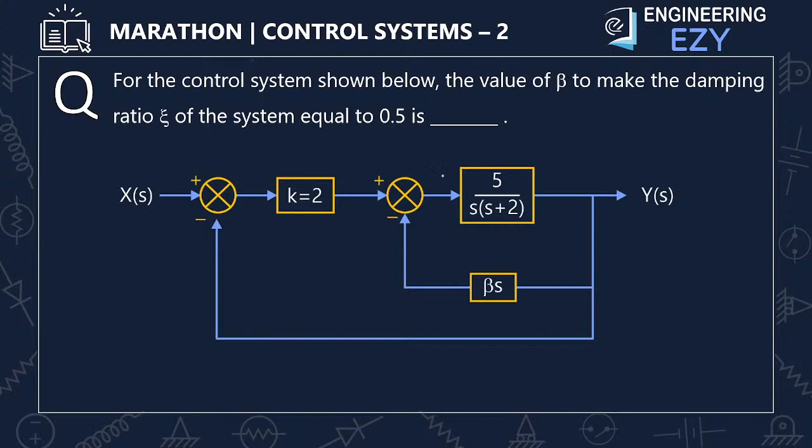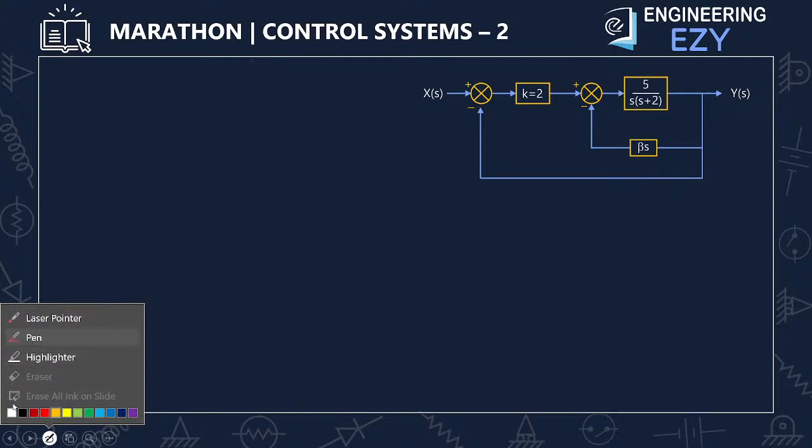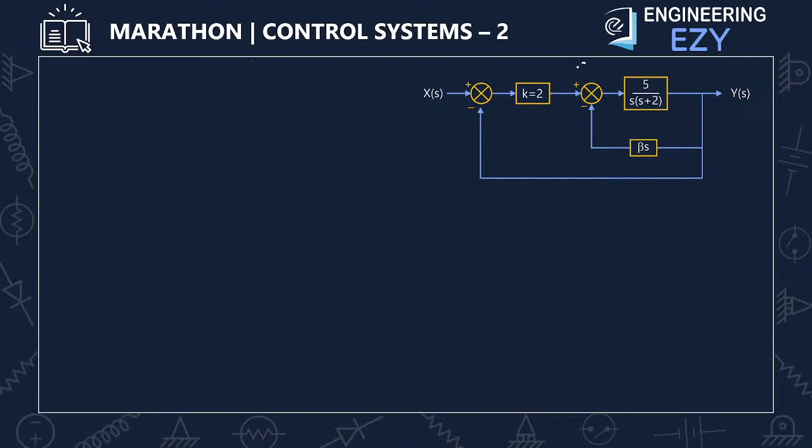So this question has two parts. One is the block diagram reduction, and the second one is to calculate beta, if zeta is given as 0.5. So I am solving this question. It is G(s), it is H(s). If you reduce this block, because it is a negative feedback, it becomes G(s) upon 1 plus G(s)H(s).